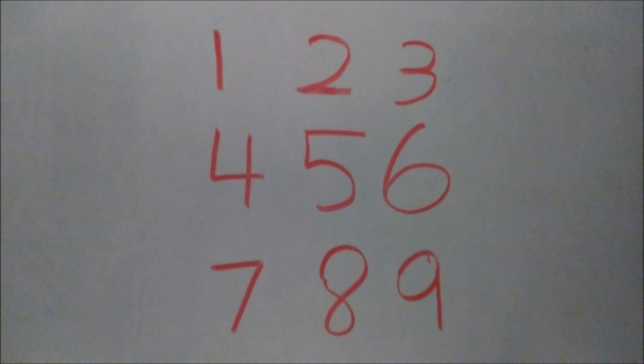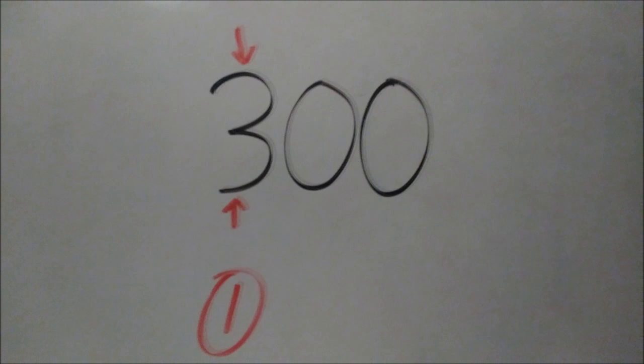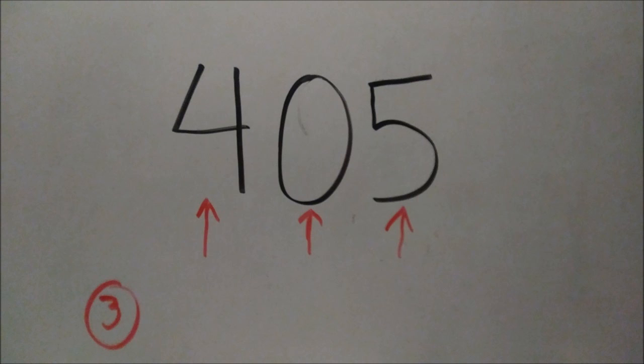Well, all numbers 1 through 9 are automatically significant figures. 0 is only a significant figure if it is between two numbers other than 0. For example, the number 300 has only one significant figure, the 3, while 405 has three significant figures due to the 0 being between two significant figures.